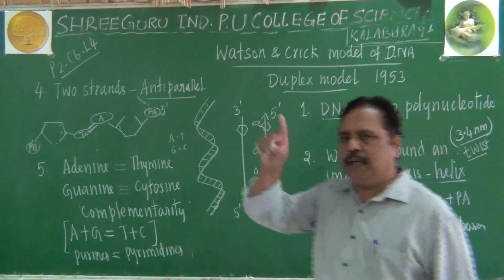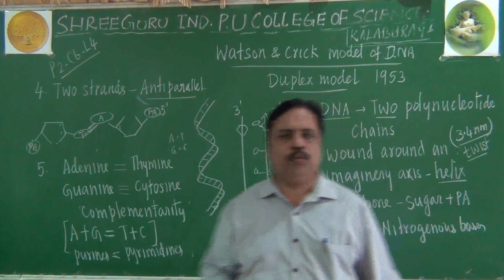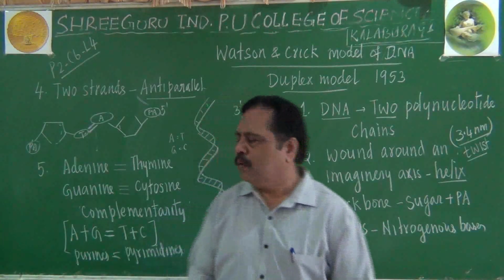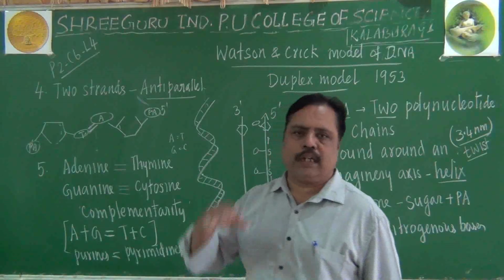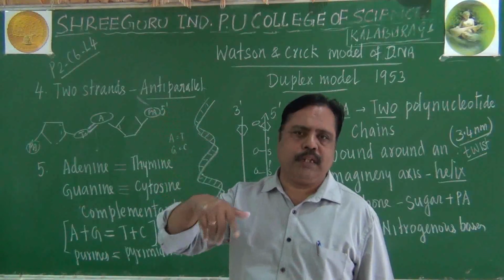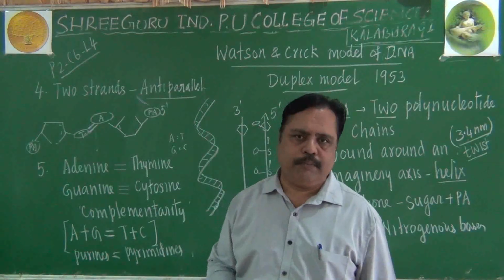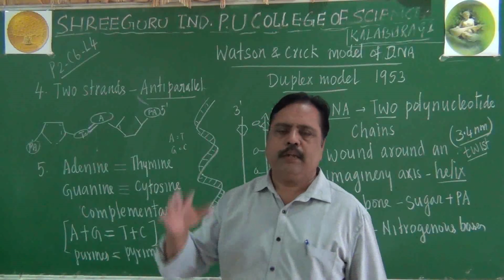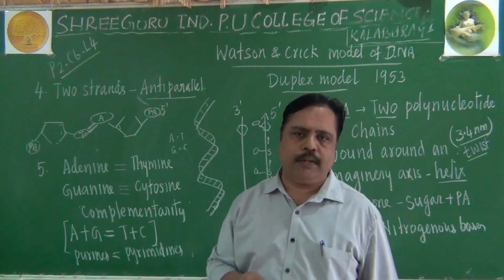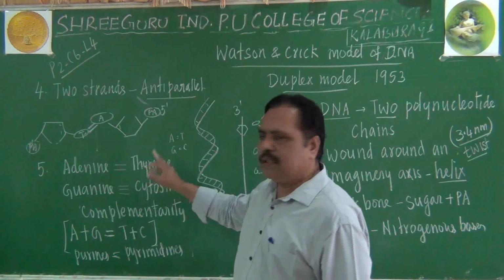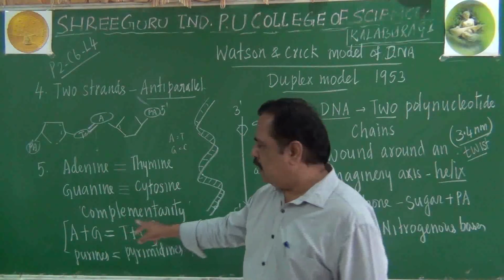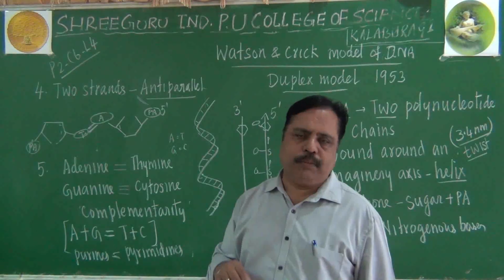Third point is the backbone of the helix is made up of sugar and phosphate, whereas steps are made up of nitrogen bases. Fourth point is the 2 strands are running anti-parallel. Anti-parallel means one chain is 5 prime 3 prime, another chain is 3 prime 5 prime. Fifth point is because of anti-parallelity, nitrogen bases are brought closer to each other. Due to that, adenine can pair with thymine only, guanine can pair with cytosine only. That ability is called complementarity of bases.